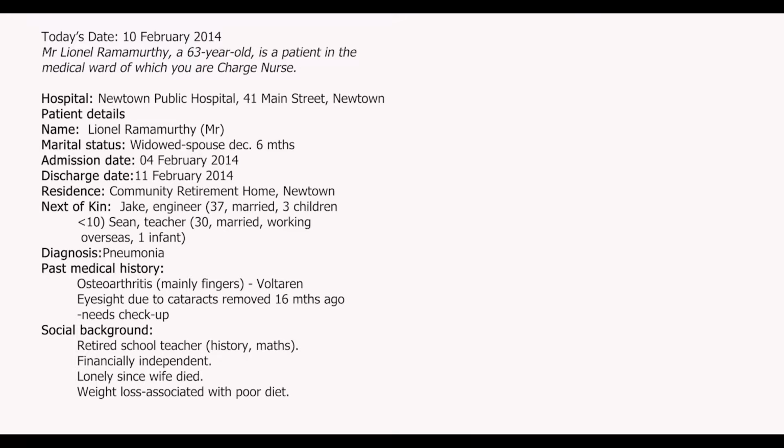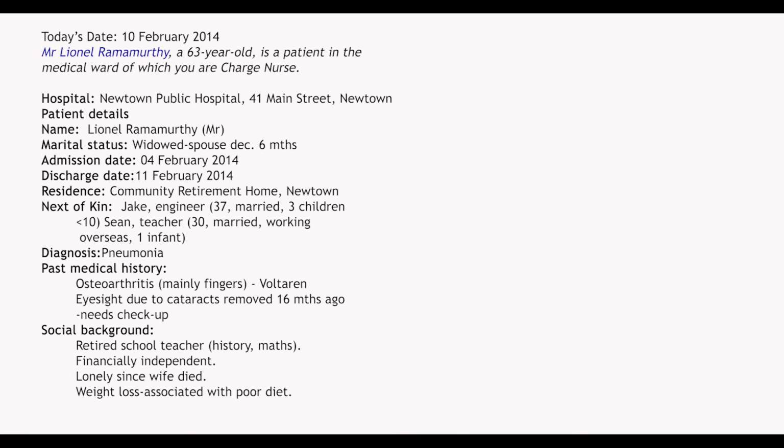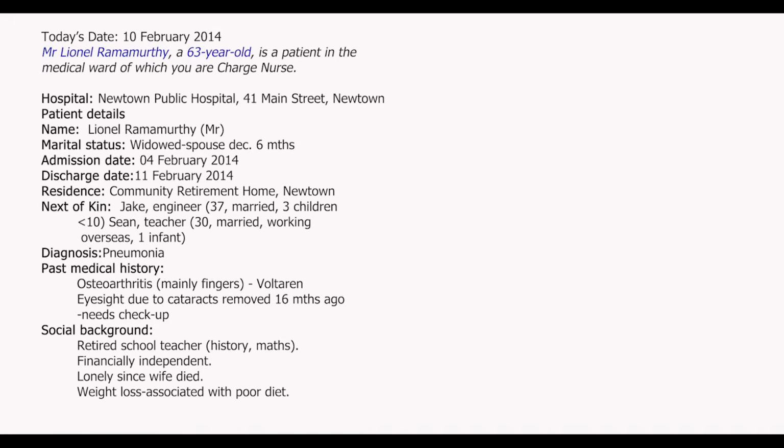Now let's decide relevant, semi-relevant, and irrelevant data from the case note that you have just gone through. When you get a case note, firstly read the description. From the description, we'll get to know the name of the patient. Here the patient's name is Lionel Ramamurthy. He is 63 years old and you are the charge nurse in the hospital.